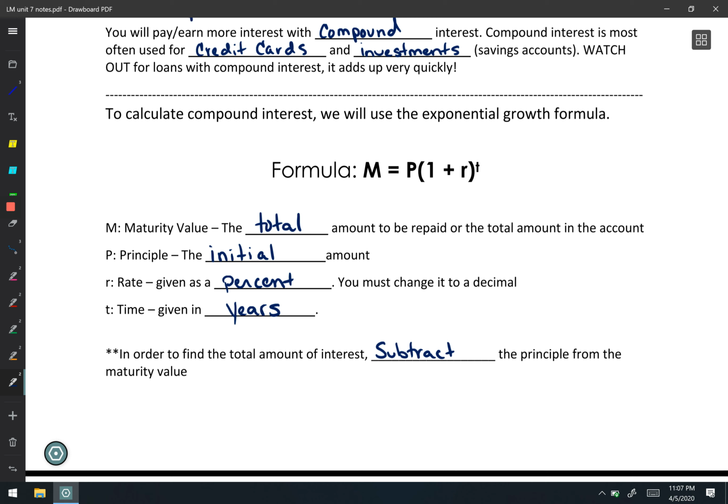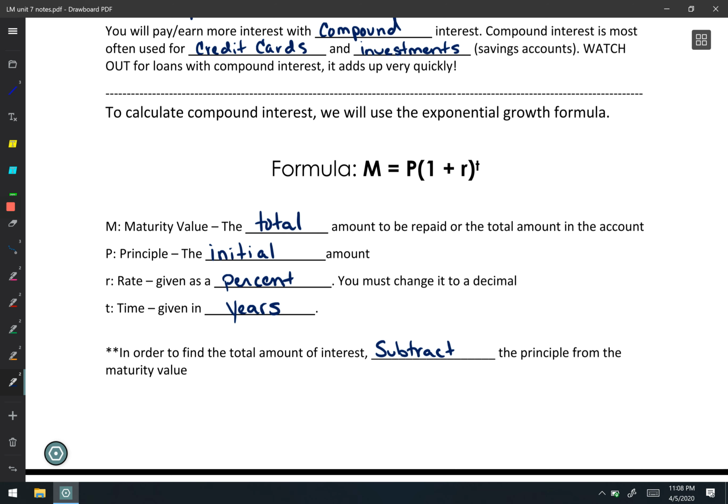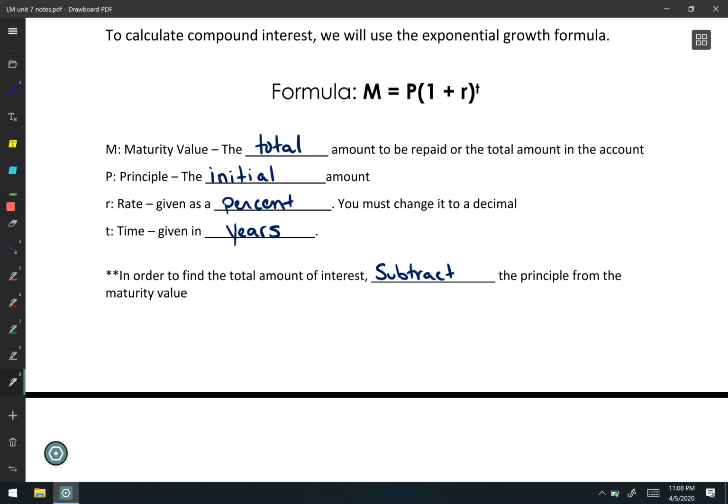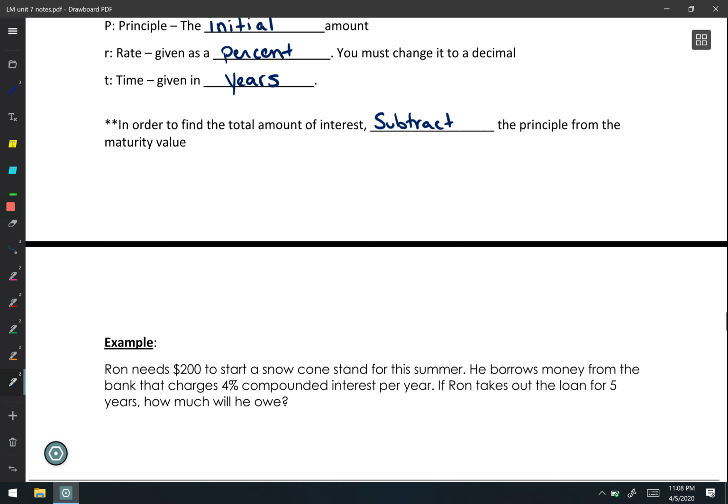So when you do this formula, you get the total amount of money that's going to be repaid in the loan or in the investment. In our previous examples with simple interest, we found the interest and we had to add that back into the principal to get our maturity value. This formula is going to give us our maturity value. So if we're looking for just the interest, we have to subtract the principal out of our answer with this formula. So let's take a look at an example here.